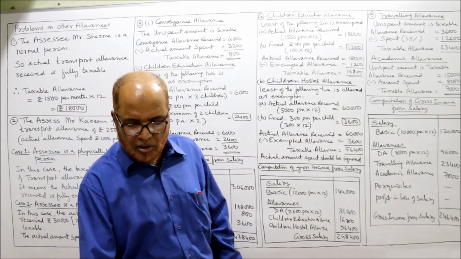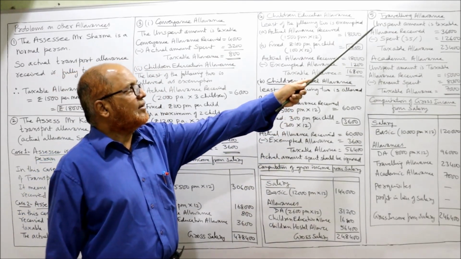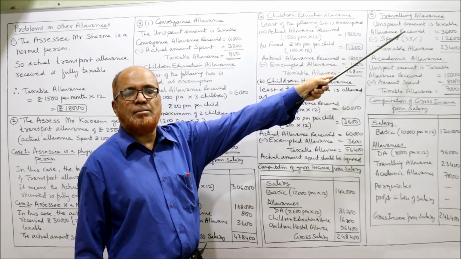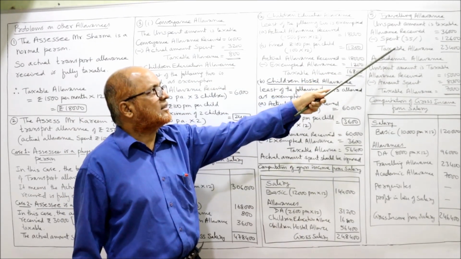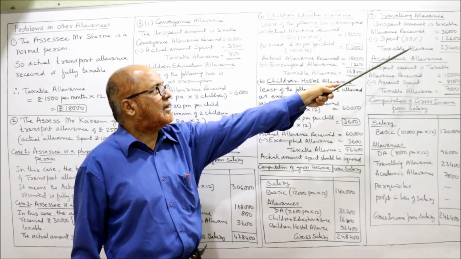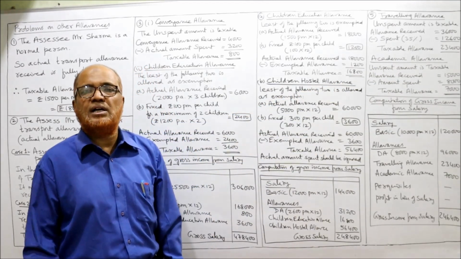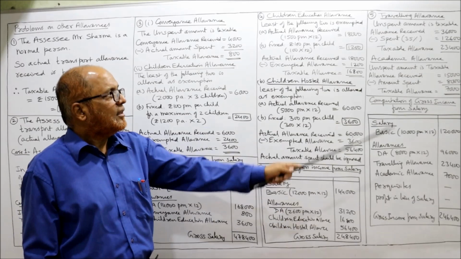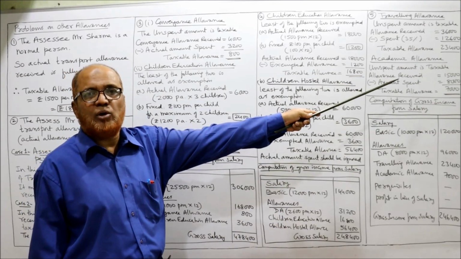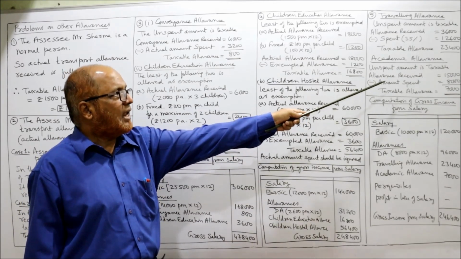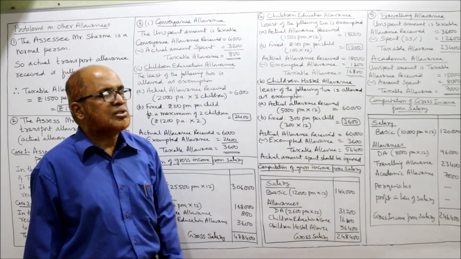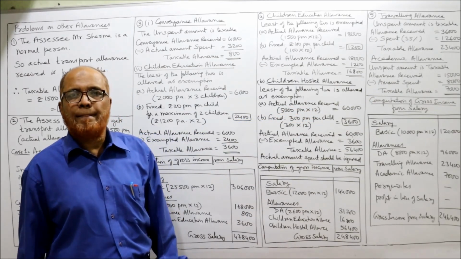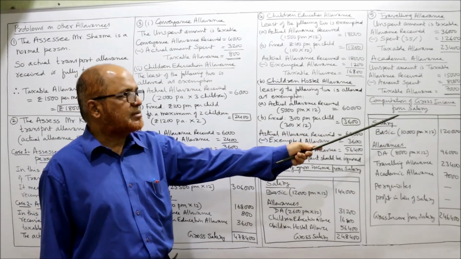Now we have to compute the gross income from salary. So traveling allowance unspent amount is taxable. That is the rule. So allowance received 36,000, spent 35%, 12,600 spent. So 23,400 is unspent amount, taxable. Then academic allowance unspent amount is taxable. That is the rule. Allowance received 15,000, amount spent is 8,000. 7,000 is taxable allowance. Now we can compute gross income from salary.